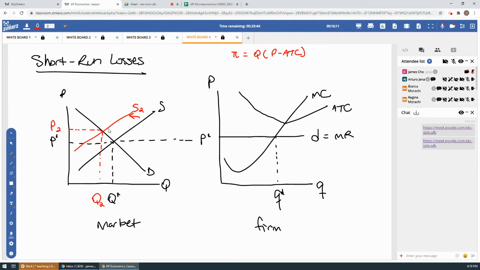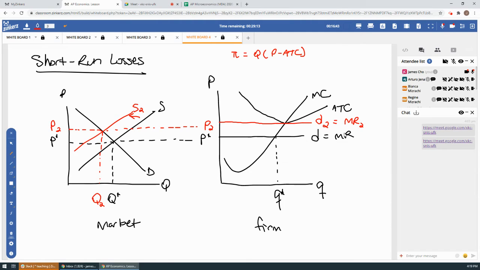Okay, so now if the price is up to P2 for the market, well, the firm is a price taker, so it must mean that price is higher for the firm as well. Instead of charging people P star, the firms that were able to stick it out can now charge P2, a higher price. Because they're able to charge customers a higher price, their demand is higher. That means their marginal revenue is higher now than it was before.